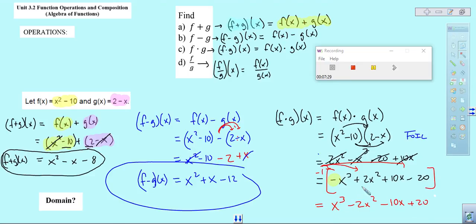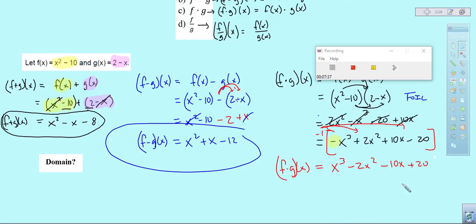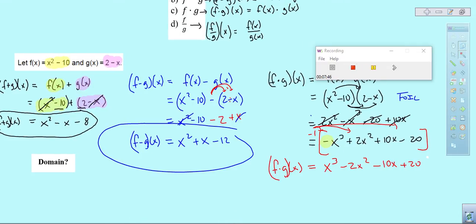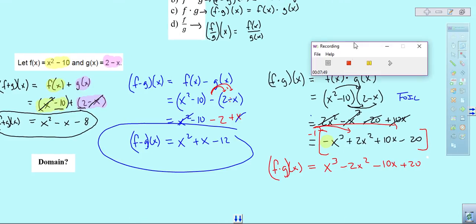So the catch here is that MyMathLab is going to keep you on track of having proper mathematical notation. And in proper mathematical notation, you can't have a negative on your leading coefficient. All right, so if you keep getting that one wrong, that's probably what's going on. So, all right, I'll stop it.